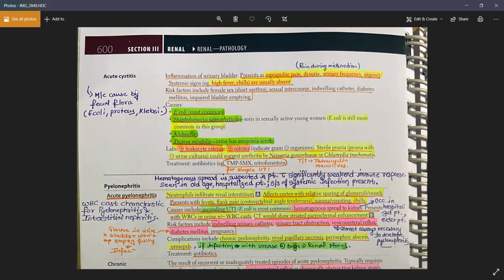Ceftriaxone is a third generation cephalosporin. And what was the fourth generation cephalosporin name? Similar name, kind of. Cephalexin? No.